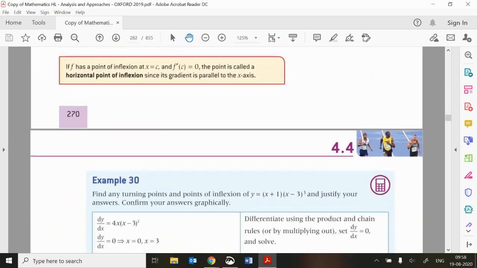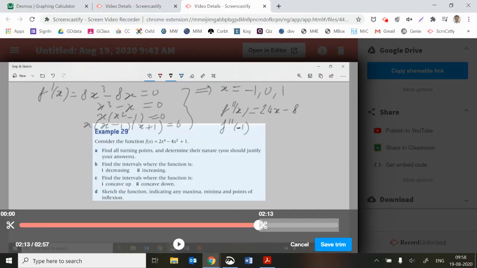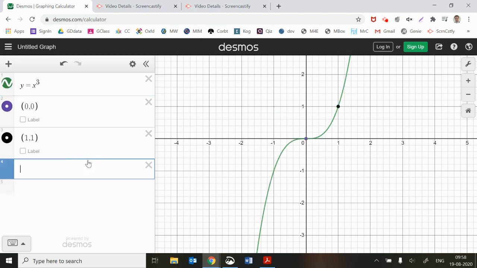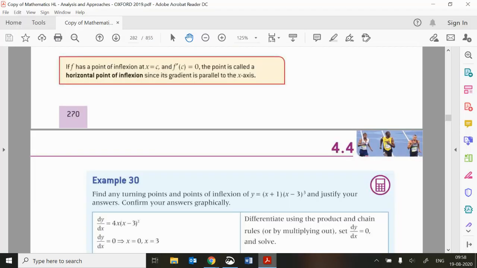So there's another point here in the book which talks about if f has a point of inflection at x is equal to c and the gradient at that point is 0, then it's called a horizontal point of inflection. Now, we did this with x to the power of 3, and that has a horizontal point of inflection at y is equal to 0. So that's just an extra condition. Not all points of inflection have a gradient of 0. That's an important point to know.